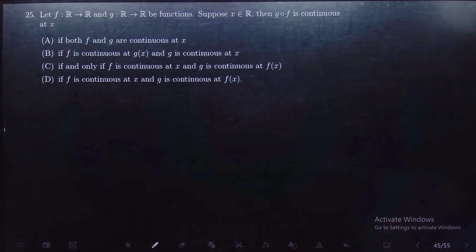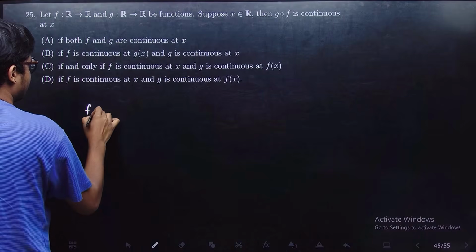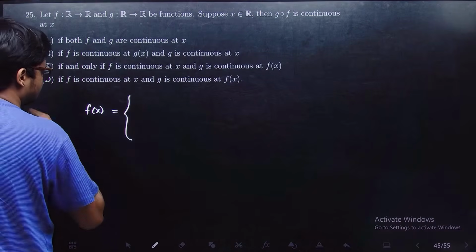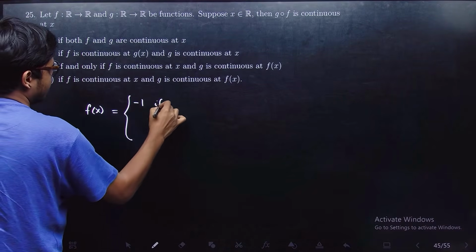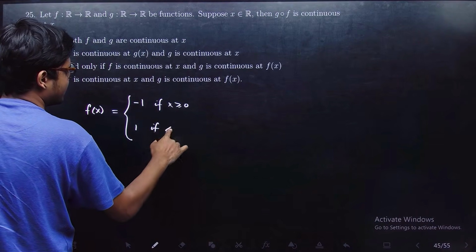If x is in R, then g of f of x is continuous at x when, okay? So the first one is if both f and g are continuous at x, which is the condition for g of f to be continuous at x, right? So for the first one, observe that if I simply take, say, f of x to be, let's just go with minus 1 if x is greater than or equal to 0, 1 if x is less than 0, right?